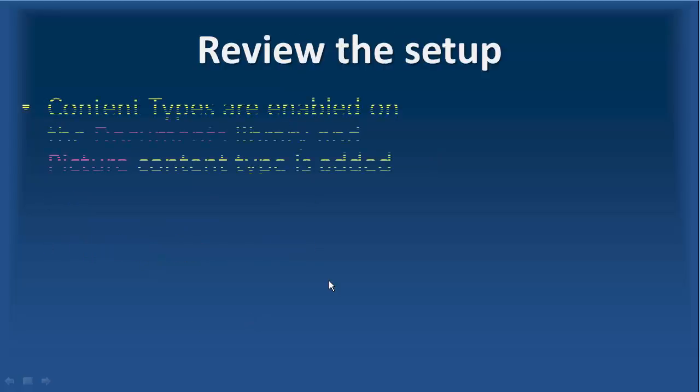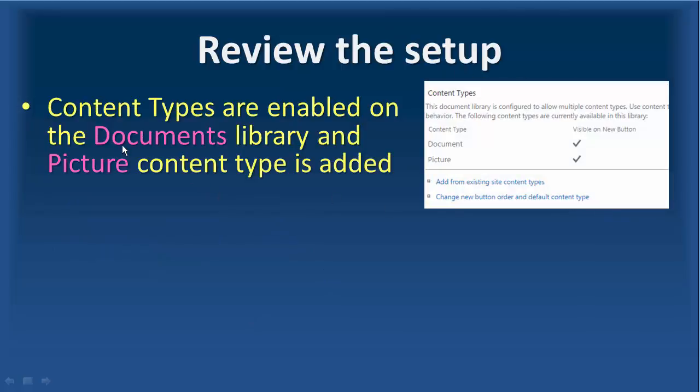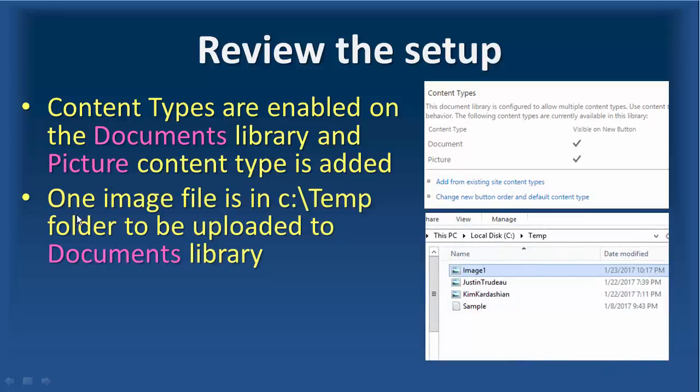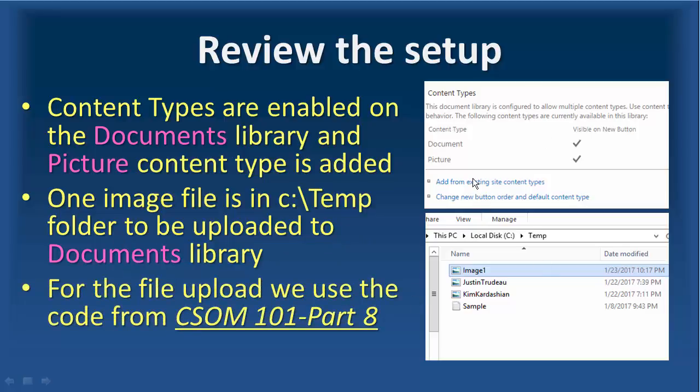The setup is very simple. I have enabled the content types for the library called documents, and I've already added picture content type to that library. There is one image called image1 in the temp folder that will be uploaded to this library. And after that, I would like to assign some metadata, and I will use the code that I put together in part 8 just to save time. So if you want to see the code on how to upload the file to SharePoint library, you can simply refer to part 8. Let's see the setup.